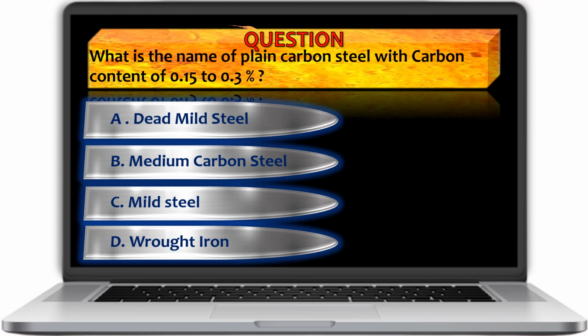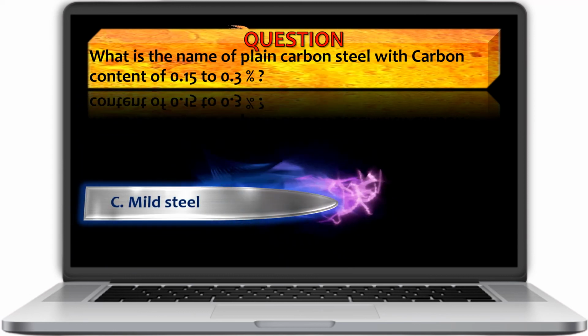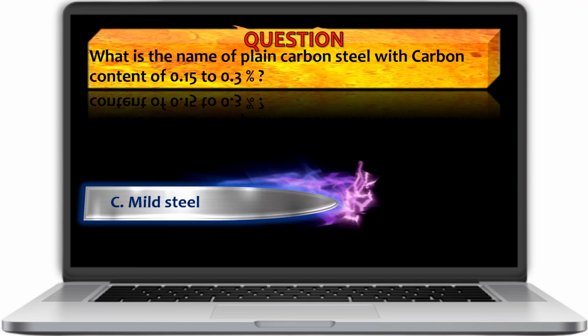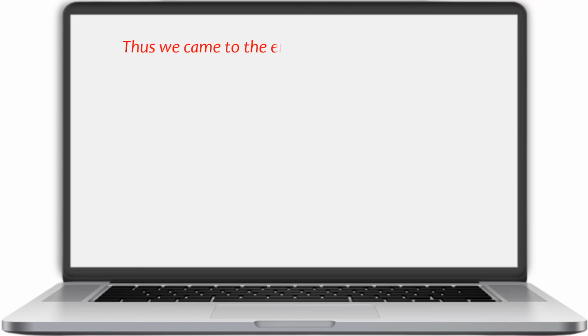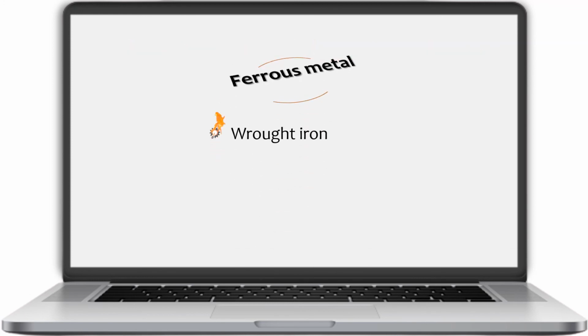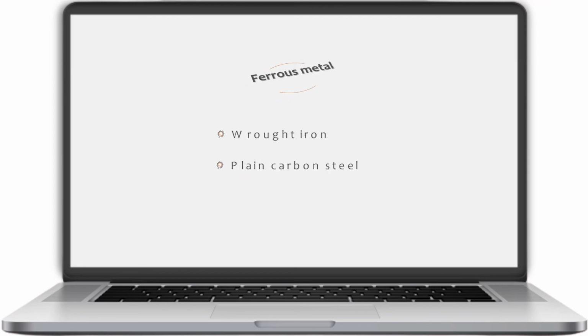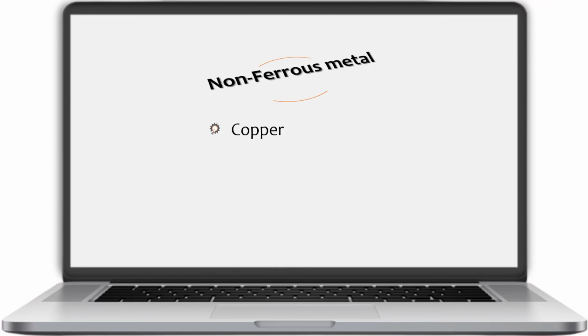I think you are right. The correct answer is option C. Mild steel. Thus we came to the end of today's session. In today's session we covered wrought iron and plain carbon steel topics under ferrous metal. Let's see the remaining topics in our next class.